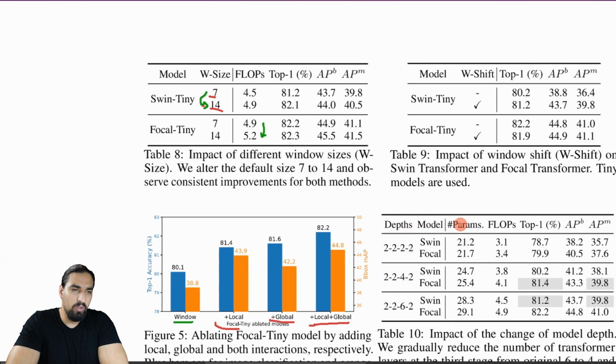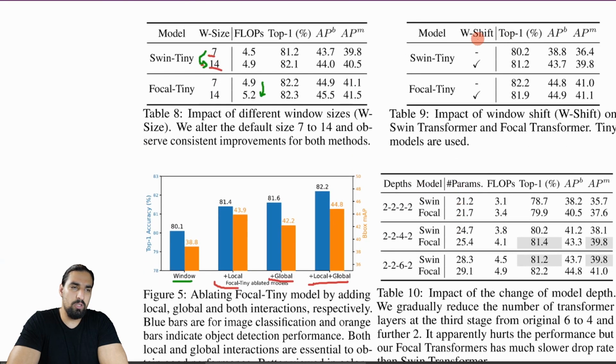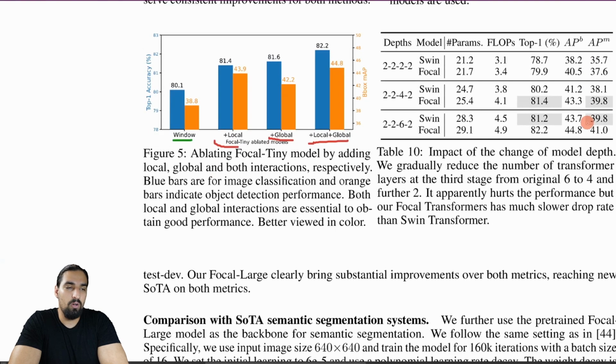Okay. What I additionally did here is this Swin transformer had something called window shift, and it actually hurts the performance of Swin transformer a lot if they remove that shifting. But for this focal transformer, it's actually not necessary. So yeah, they just remove that.